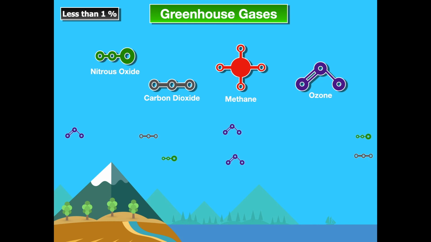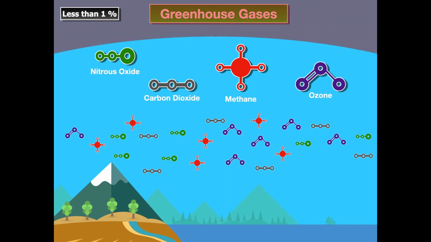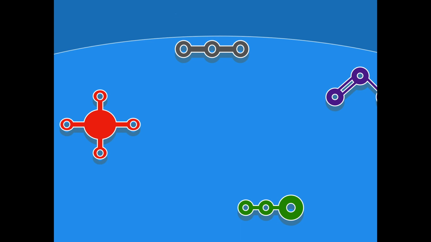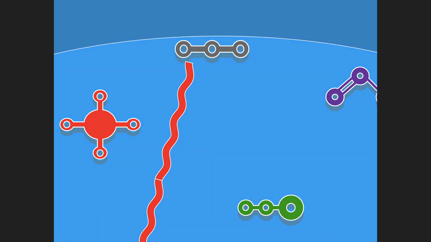And they're going to make up less than 1% of the actual atmosphere. So if we compare all of the gases in the atmosphere, greenhouse gases only account for 1%. Now what they're going to do is trap in that infrared radiation and allow the Earth's surface to stay stable. They bounce that energy off each of the molecules here, and eventually that energy will bounce back to the surface of the Earth. That's what we call the greenhouse gas effect.